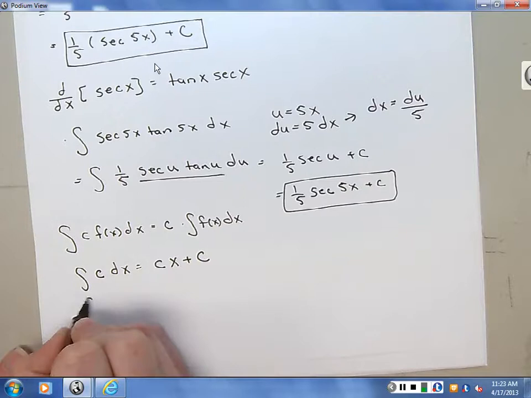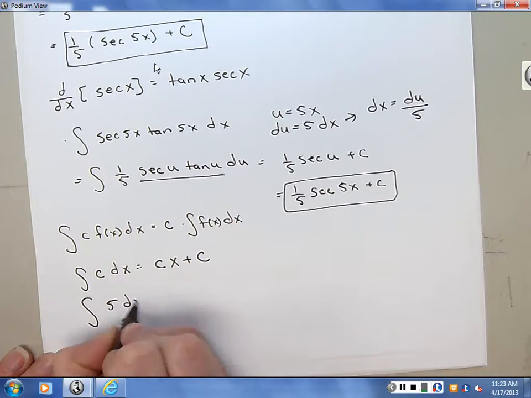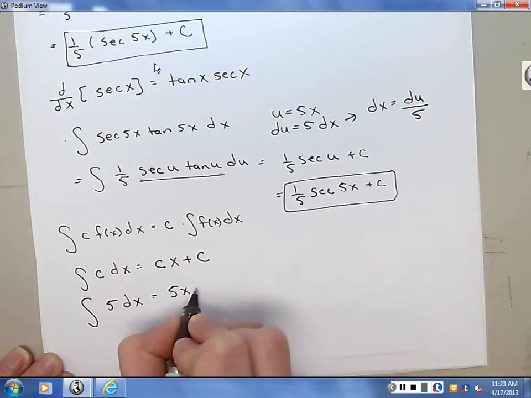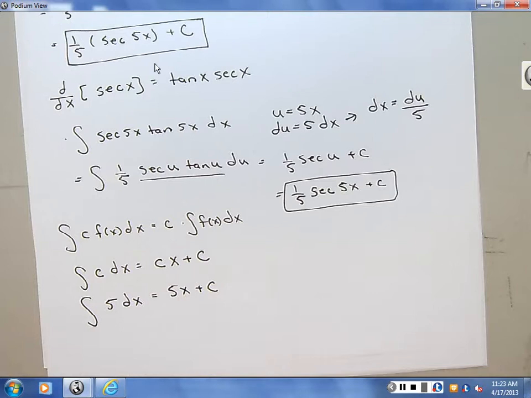So the integral of 5 with respect to x would be 5x plus c. You can also think of it as x to the power of 0, which would be 1. So if you add 1 to 0, you get x to the first power, and divide by 1.